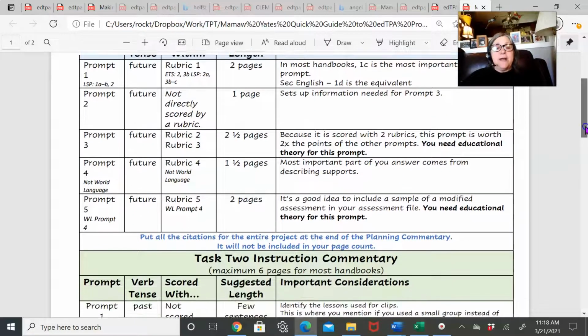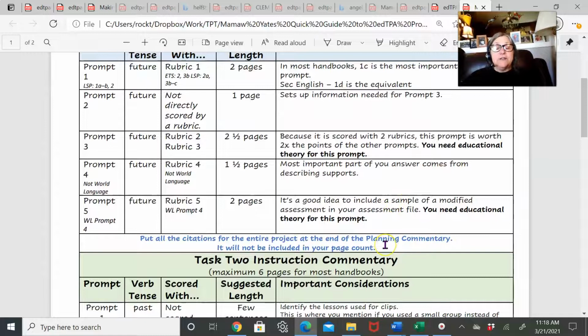Now, this is something I get asked a lot. Where do I put citations? All citations go at the end of the planning commentary. Citations are important, but you all have a tendency to think they're more important than they really are. No one checks your citations. There's no condition code for forgetting citations or doing them incorrectly. It's just really an ethical, professional consideration to cite work and sources.